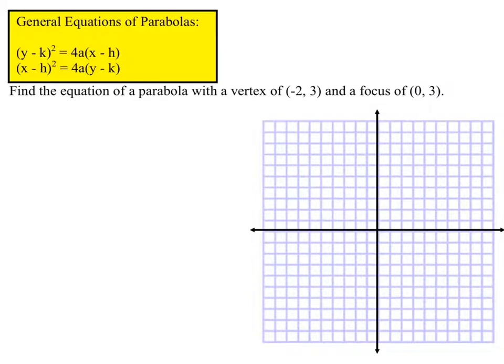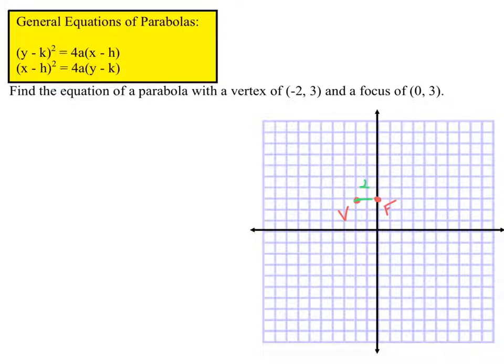Let's do some more. Okay, in this example, I wanted to talk about what happens when we shift the graph around a little bit. So, find the equation of a parabola with a vertex of negative 2, 3. So let me do that. Back 2, up 3. Here's my vertex. But the focus is 0, 3. So here's my focus. So I want you to see right away, that's 2 units. That's going to be that value we multiply by 4.